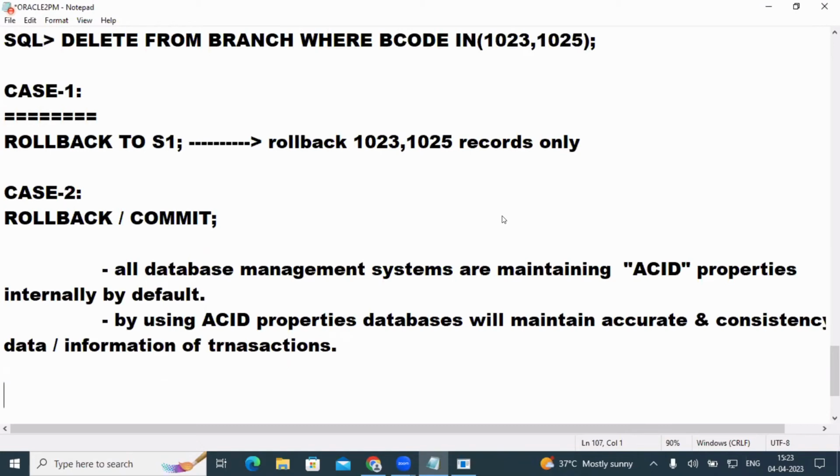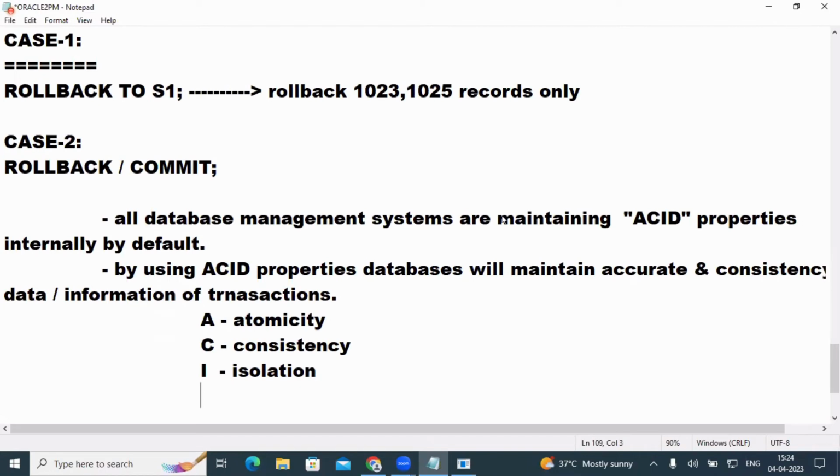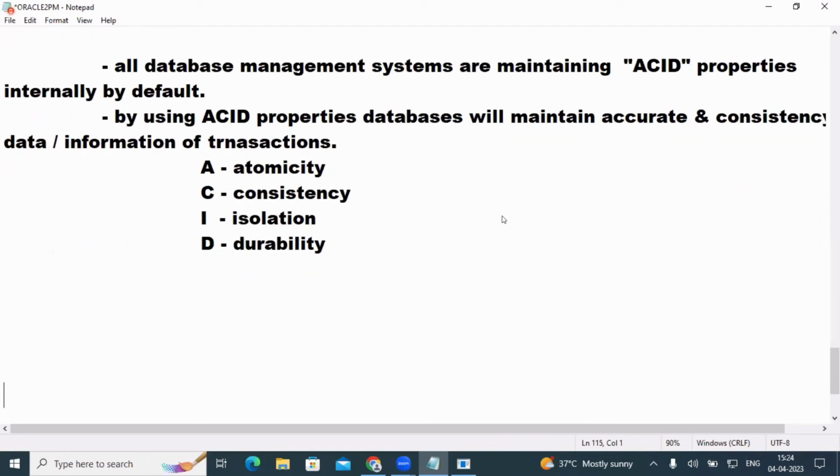Okay. Now here, what is ACID? Okay, now here ACID properties is mentioned. A stands for atomicity. C stands for consistency. I stands for isolation. D stands for durability.